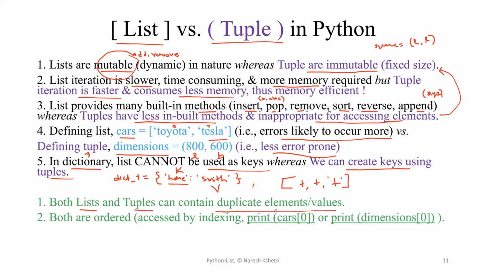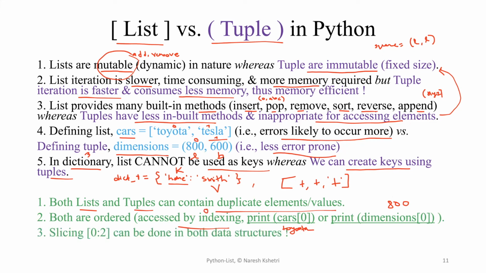Another interesting similarity is that both can be accessed with the help of indexing. As I said, this is index 0, and the same applies here: index 0, index 1. Here we are printing cars[0], which means we are printing the car Toyota, and here we are printing dimension[0]. This means both are accessed with the help of an index, and we all know the index starts at 0, not 1.